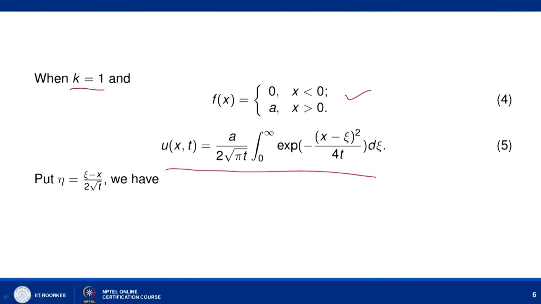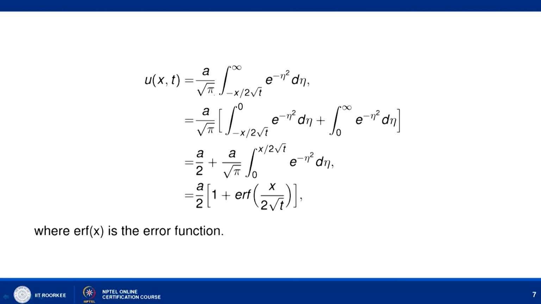Now, here if we put this term x minus xi upon 2 root t as say eta, then we can simplify our u x t as follows: a upon root pi, integral from minus x upon 2 root t to infinity e to power minus eta square d eta, which we can simplify by splitting the range of integration, minus x upon 2 root t to 0 plus 0 to infinity e to power minus eta square d eta. So, this quantity is coming out to be root pi by 2. So, using this value, this term can be written as a upon 2 plus a upon root pi, integral from 0 to x by 2 root t e to power minus eta square d eta.